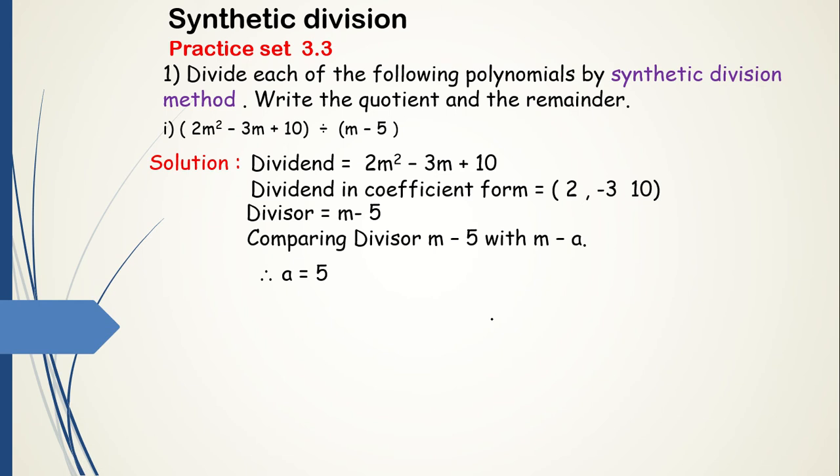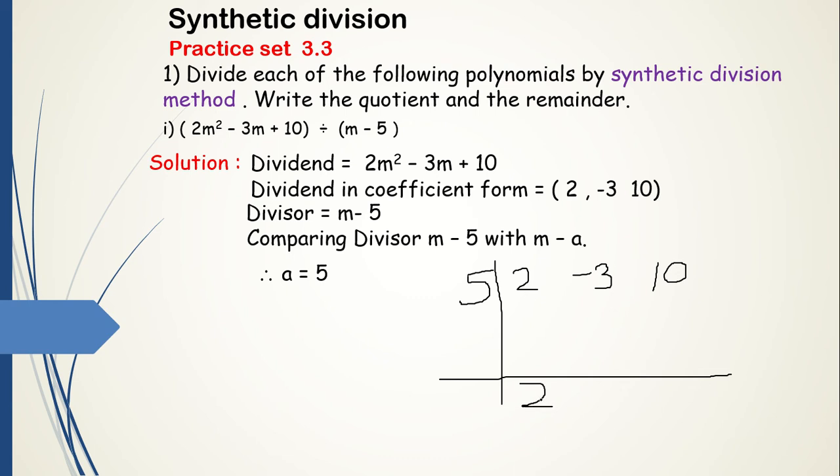Now we just have to draw one vertical and one horizontal line like this, consider this 5 as the divisor and write that 5 on this side, and inside we write the coefficient form 2, minus 3 and 10. The first step is to bring the 2 down as it is. Now this 2 we multiply with 5. 5 2s are 10. 10 minus 3 is 7. Different signs we subtract and give the sign of the greater number. 7 5s are 35. And 35 plus 10 is 45.